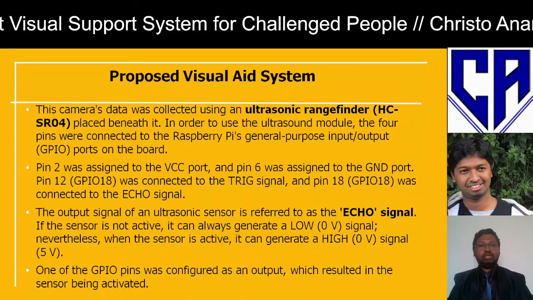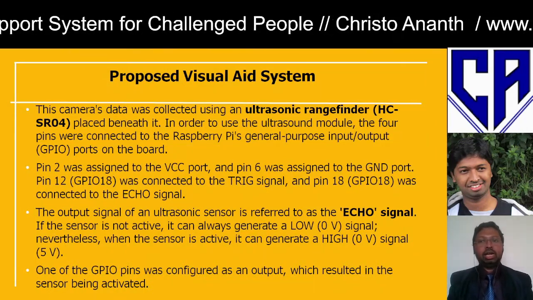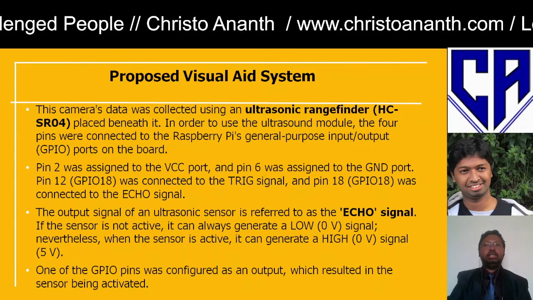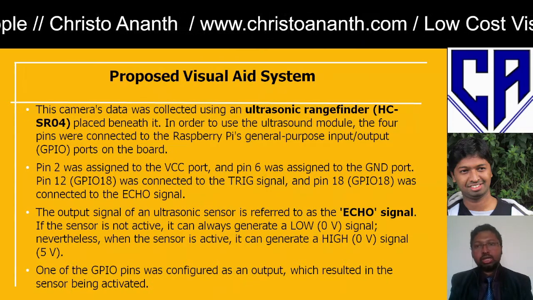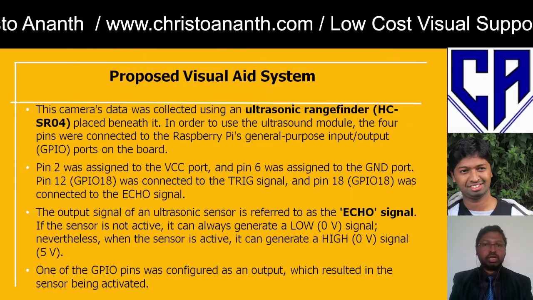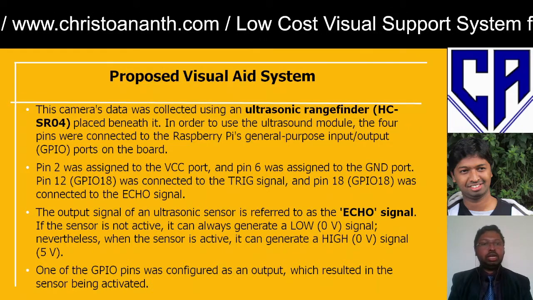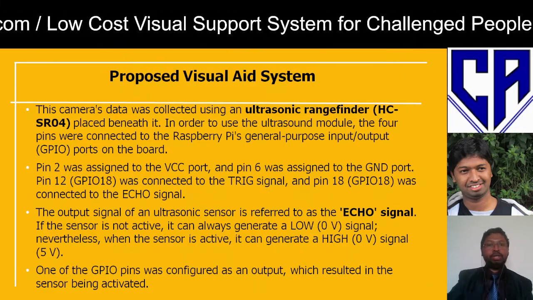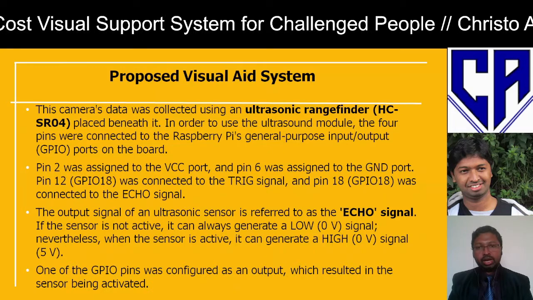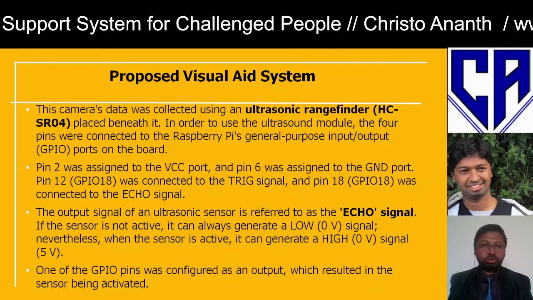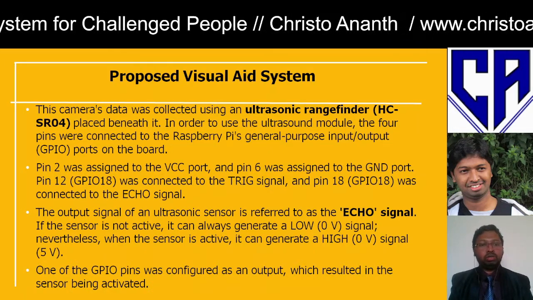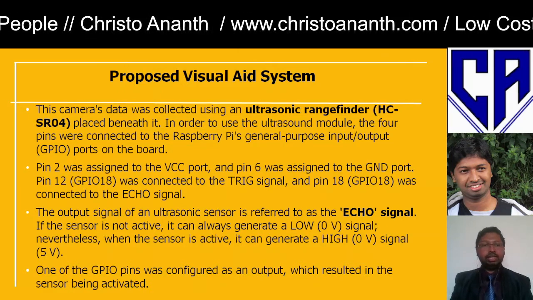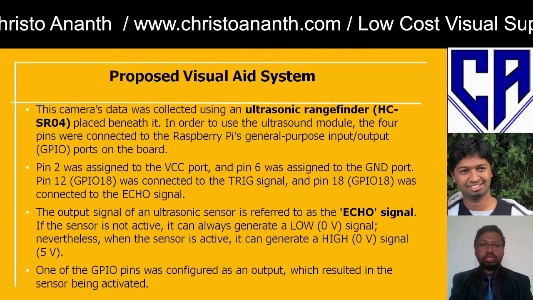So definitely the camera's data was collected using the ultrasonic range finder. We have HC-SR04, which is placed underneath it. So definitely to use the ultrasound module, the 4 pins are connected to the Raspberry Pi's general purpose input output ports. We have GPIO, and then here pin 2 was assigned to the VCC port, and pin 6 was assigned to the ground port. Okay, and here pin 12, what you call GPIO 18, was connected to the trigger signal, and pin 18, GPIO 24, is connected to the echo signal.